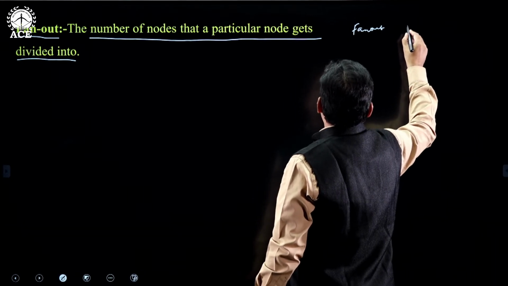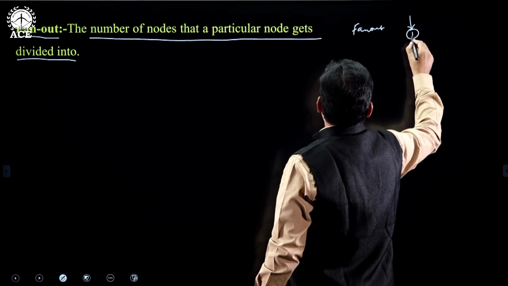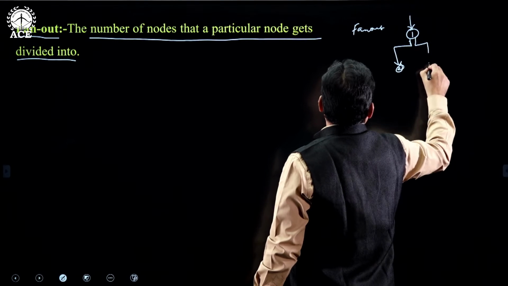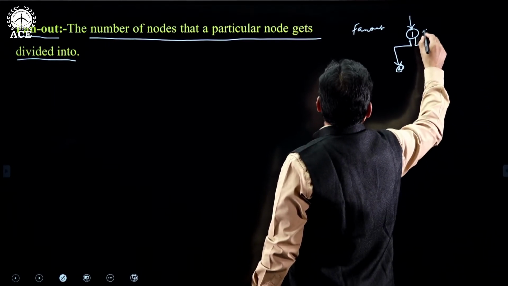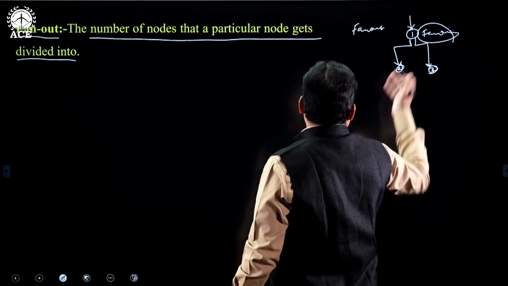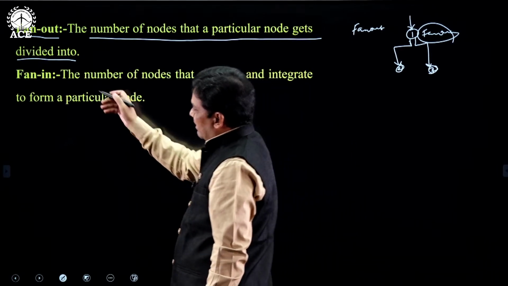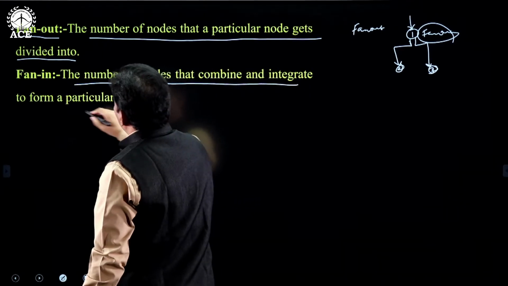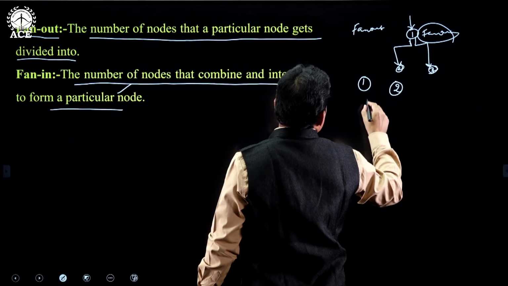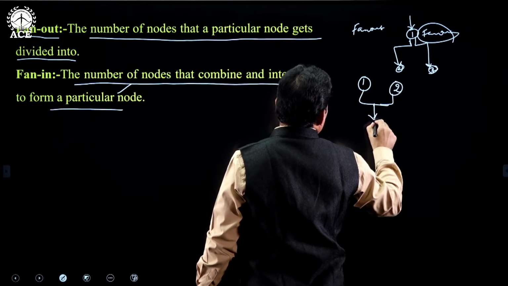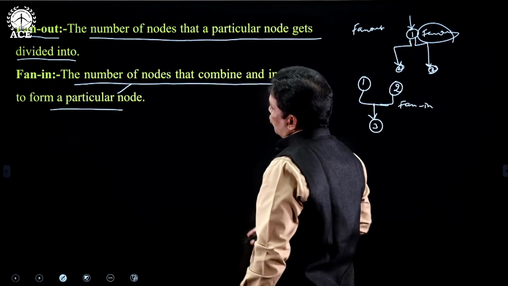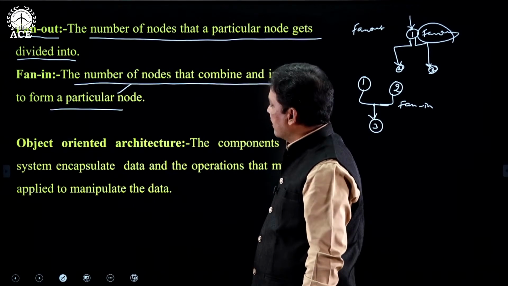This is the single node, right? Let's take this single node that gets divided into two subnodes. This we call fan out. The number of nodes that a particular node gets divided into, that is what we call fan out. Then what is fan in here? The number of nodes that combine and integrate to form a particular node, that is what we call fan in. Let's take node 1 and node 2. Both are going to merge and produce one new node. This we call fan in, right? So that is fan out and fan in.